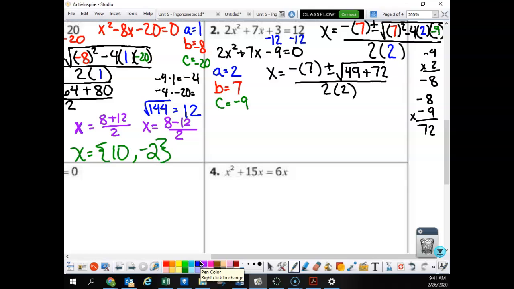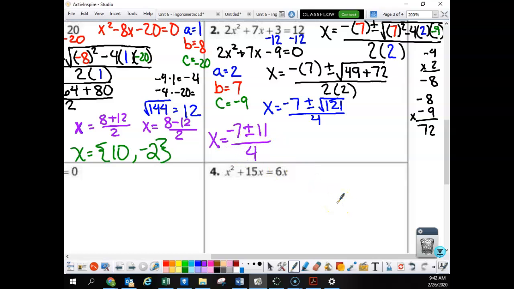Now I'm going to add those in the square root. So what's 49 plus 72? 121. Square root of 121. And at the bottom, what's 2 times 2? 4. Okay, now I'm going to rewrite this again. So x equals negative 7. What is the square root of 121? 11. So it's negative 7 plus or minus 11 over 4. So this was first. This was second. This was third. And this is the fourth thing we've done so far. Now here is where I split it up into your two cases. So this is going to be x equals negative 7 plus 11 over 4, and then x equals negative 7 minus 11 over 4.